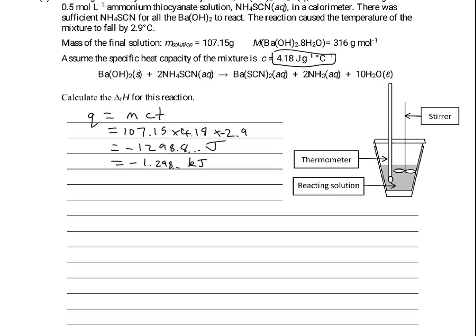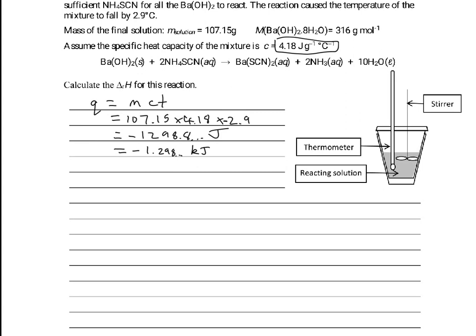So the first step is to work out how much energy is involved. The second step is to work out the enthalpy change. So we use this formula, minus Q over n. Now you're only given one of these formulas. I can't remember which one, but you're only given one of them. You have to remember what the other one is.